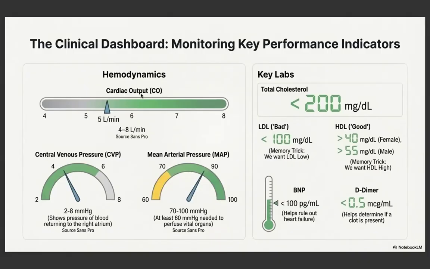It is 70 to 100 millimeters of mercury. And we need at least 60 millimeters of mercury to make sure that we're perfusing our vital organs. Anything below that, it's dangerous.